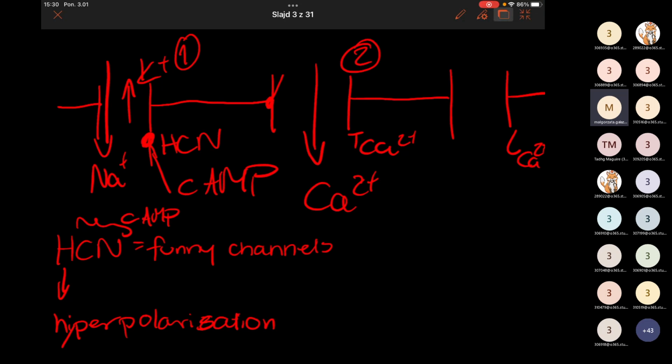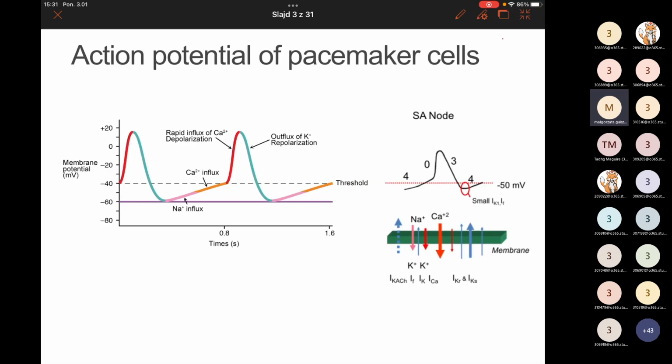And once the membrane potential is around minus 40 millivolts, L-type calcium channels are activated. The channel protein opens, and we observe the influx of calcium ions into the cell. So, looking at this graph, once the membrane potential is around minus 60 millivolts, which is a resting membrane potential for pacemaker cells, the funny channels are activated.